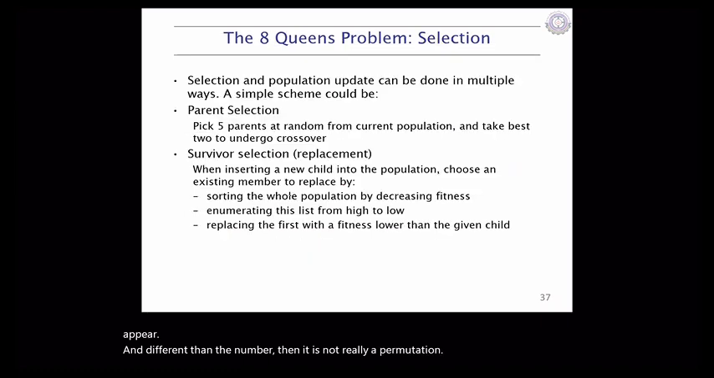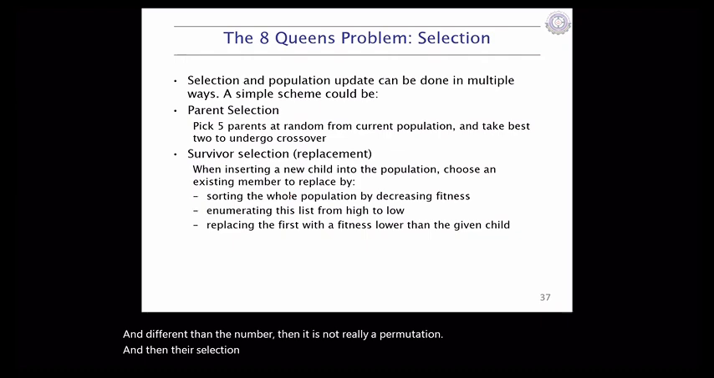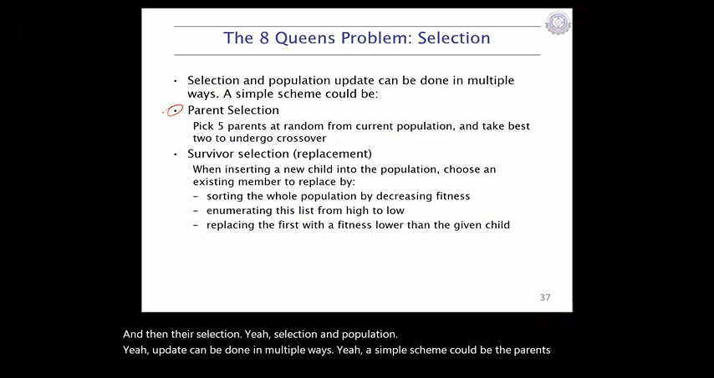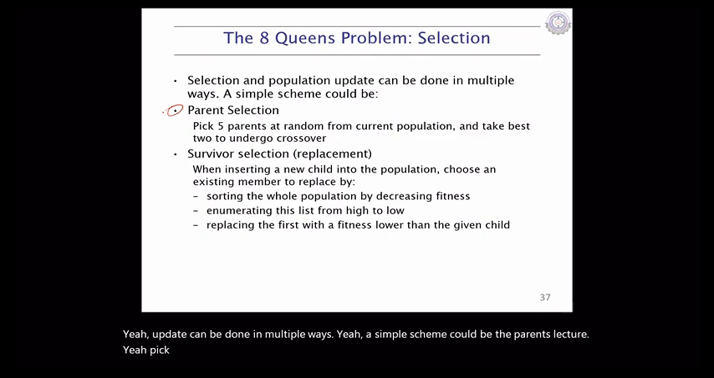And then the selection and population update can be done in multiple ways. A simple scheme could be the parent selection: pick 5 parents at random from the current population and take the best to perform the crossover. So this is the parent selection.